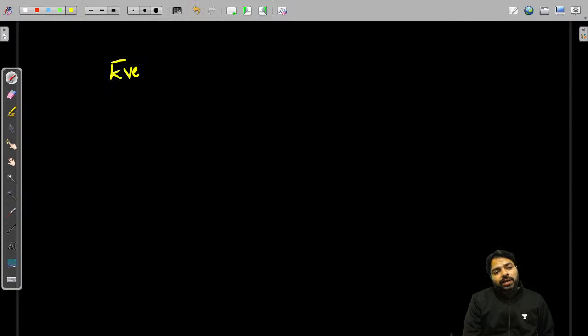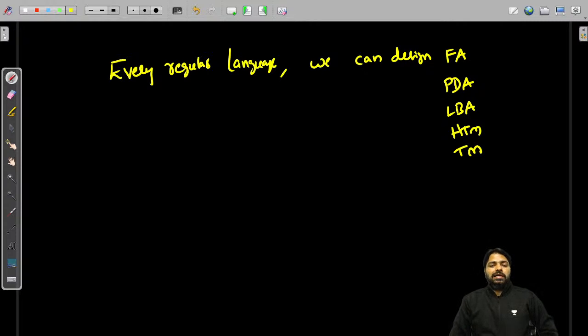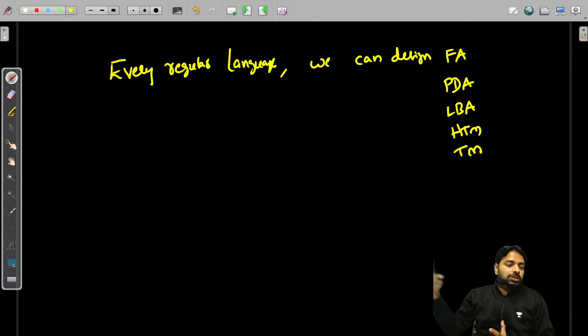We know for every regular language we can design FA, we can design PDA, we can design LBA, we can design HTM, we can design TM. But how do you say that? Definitely finite automata exist, and in the sense, everybody else also exists. Remember, we have to say for every regular language there is a finite automata that accepts. That doesn't mean only finite automata. Remember, you can design powerful machines too.